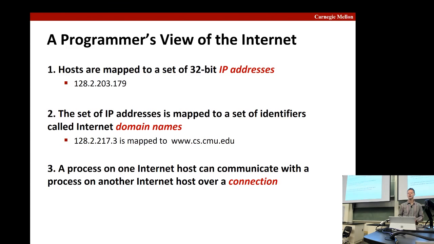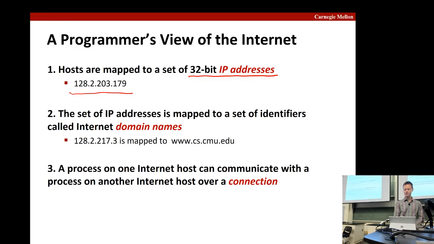Okay, so from the programmer's point of view, hosts are mapped using 32-bit IP addresses. Now, you probably haven't seen them expressed very often in 32-bit notation. You've probably seen them much more often in this form, which is the conventional way of writing out an IP address, where you write out each byte in decimal notation. That's why you see things that look like 128.2.203.179.